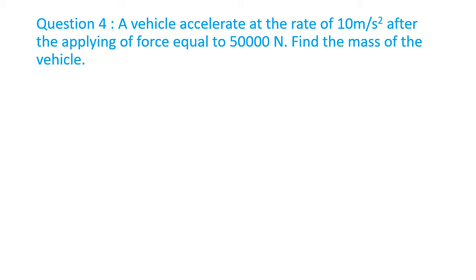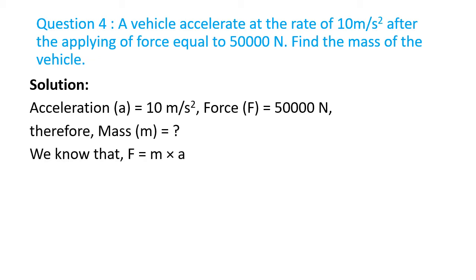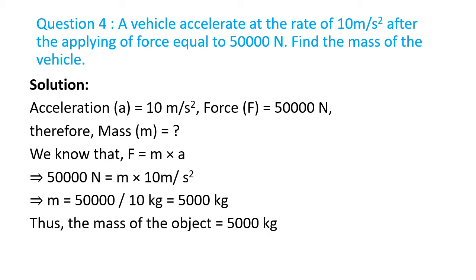Right? Next question. A vehicle accelerates at the rate of 10 meter per second square. So here again the acceleration is given to us, force is given to us, and again we need the mass. Formula you can write M equal to F upon A. So 50,000 upon 10 is 5,000. So 5,000 kg should be the mass of the object.